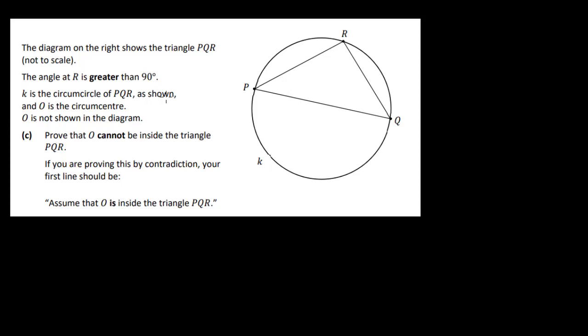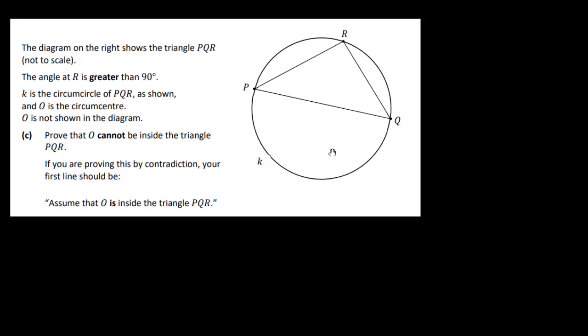We have the diagram on the right. It shows a triangle PQR. So this is our triangle here, PQR. It's not to scale. The angle at R is greater than 90 degrees. This angle here is greater than 90 degrees. K is the circumcircle of PQR, and O is the circumcenter. Prove that O cannot be inside the triangle PQR.